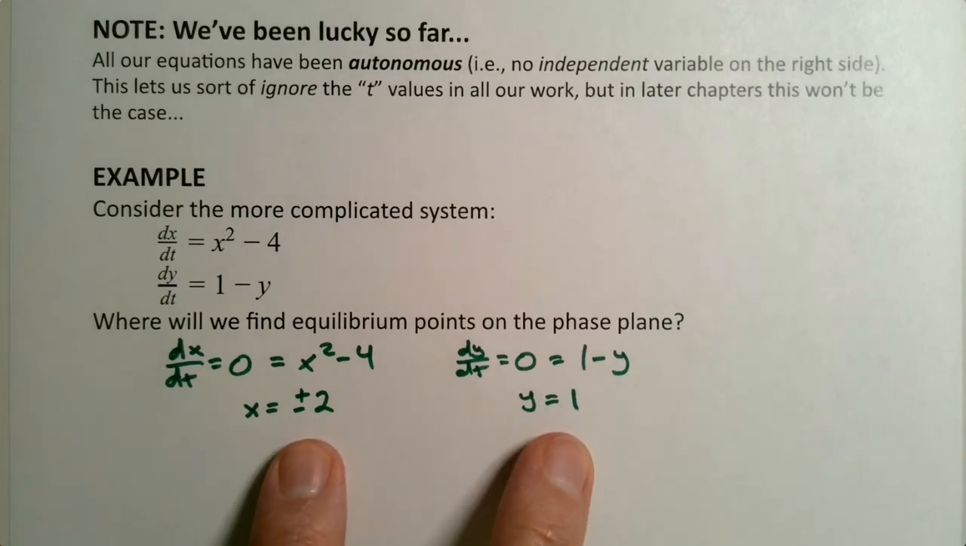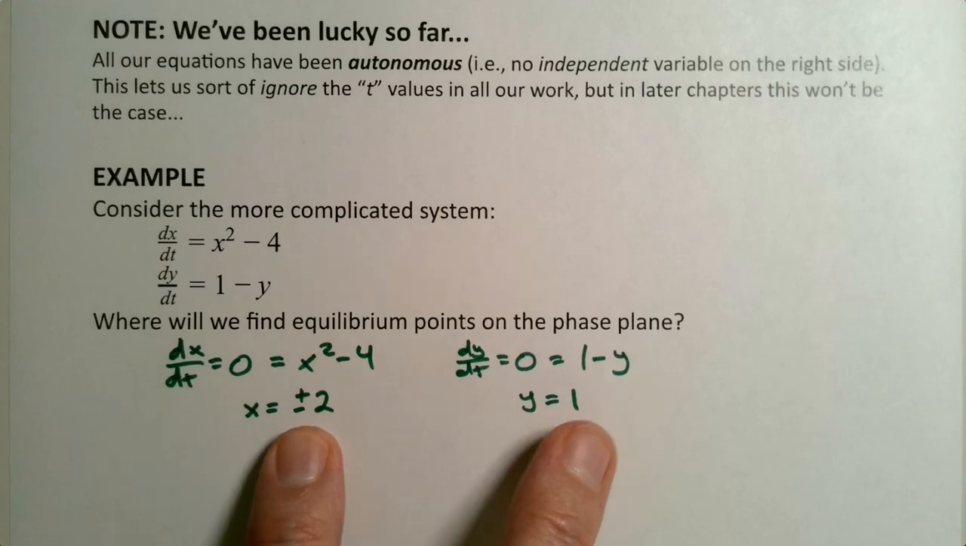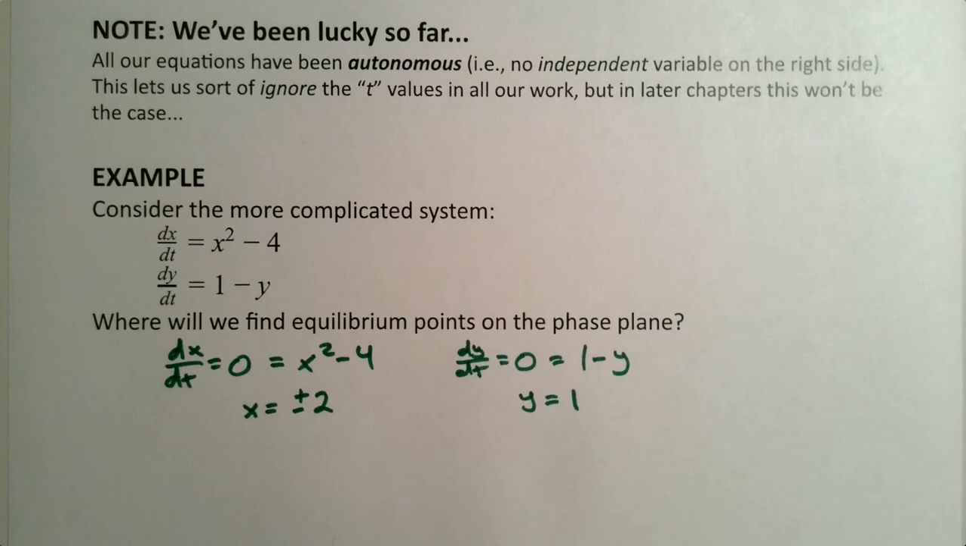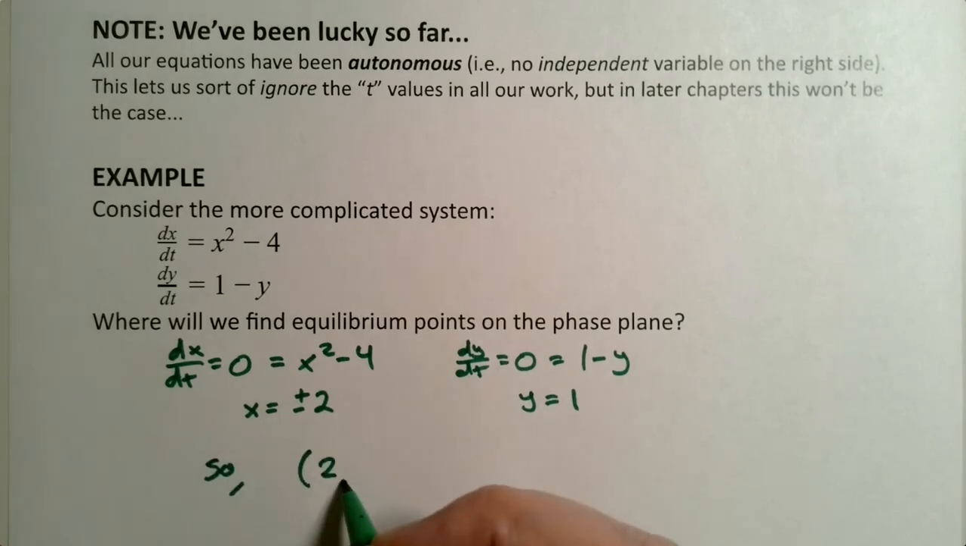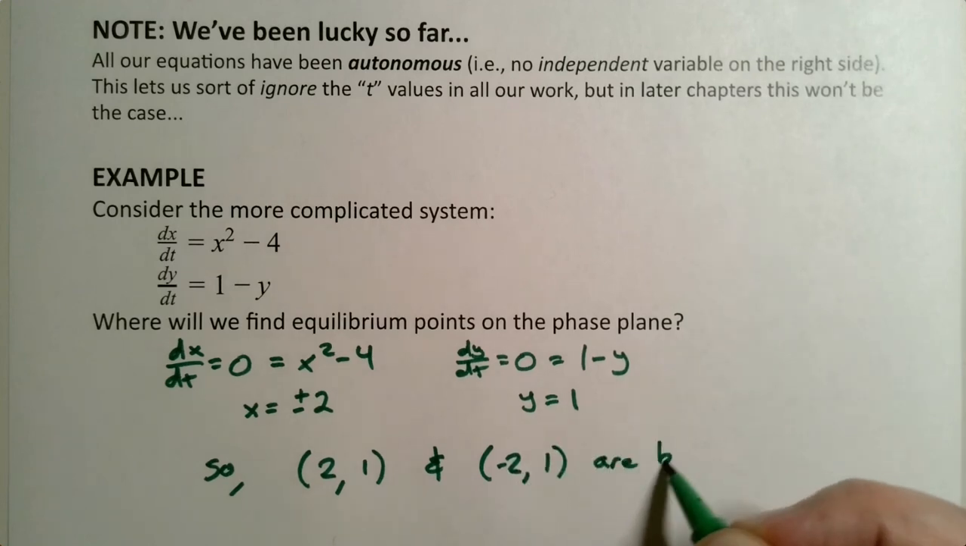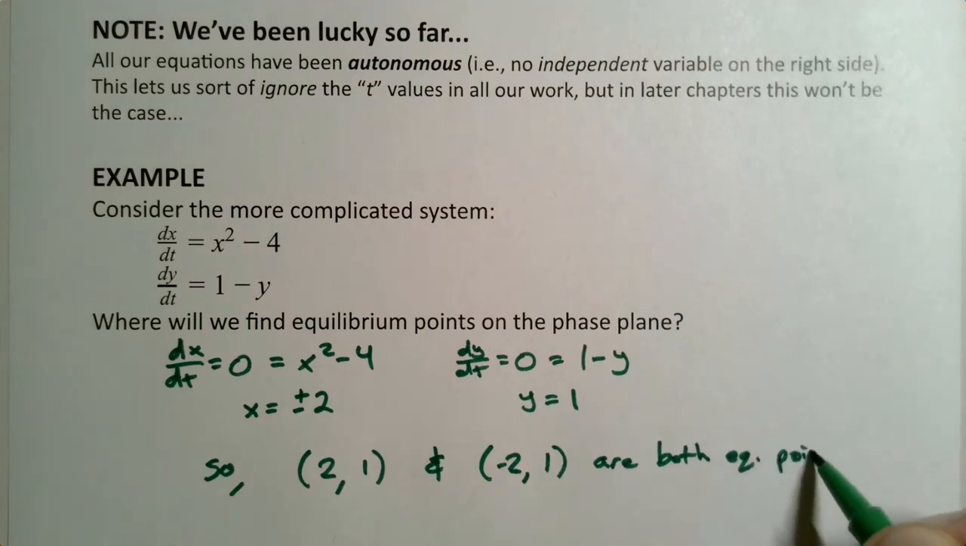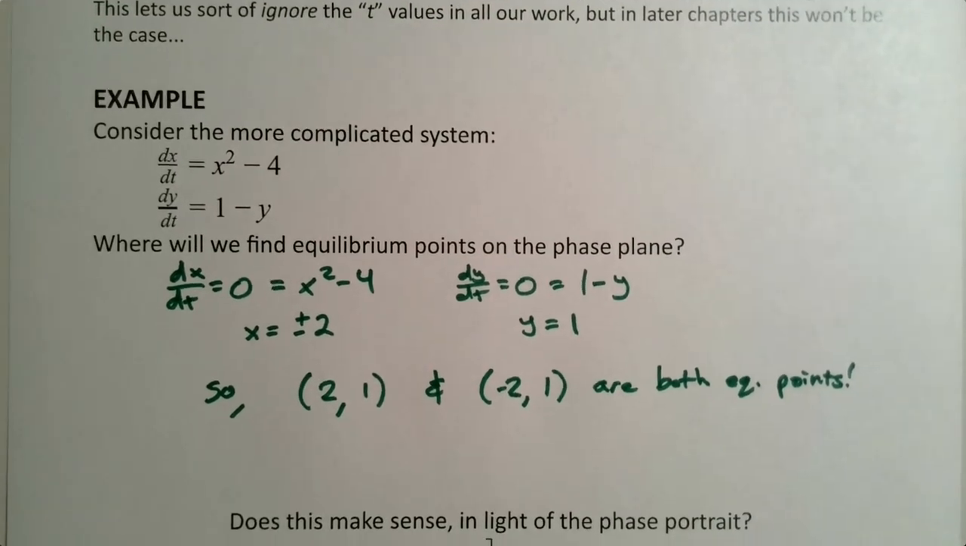So here's an interesting situation. We have two values for x that make dx/dt equal to 0, and only one value for y that makes dy/dt equal 0. So what do we do? Well, the answer is we have to use both of these, and that means they must correspond to the same y coordinate. And so that means (2, 1) and (-2, 1) are both equilibrium points, right? Equilibrium solutions or equilibrium points on the phase plane.